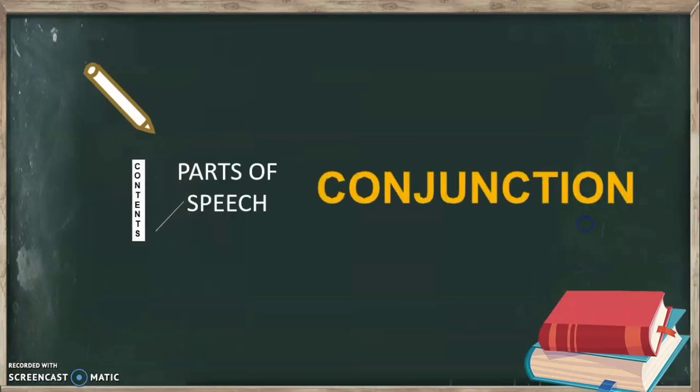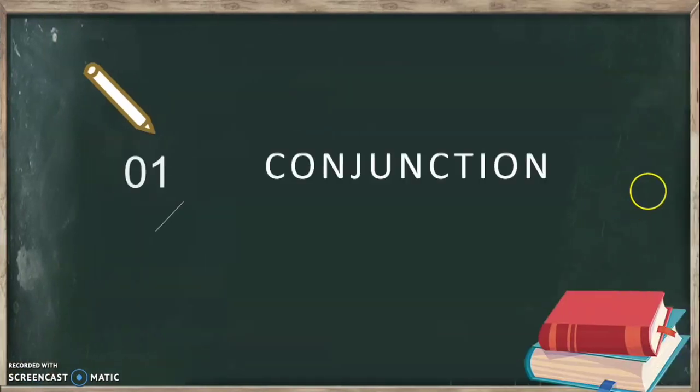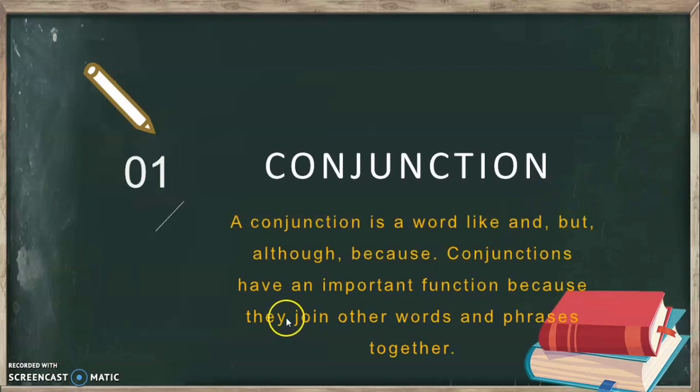Okay, let us review conjunction for a bit. Conjunction is a word or words such as and, but, because. These words are used to join different parts of sentences or two words and phrases together.